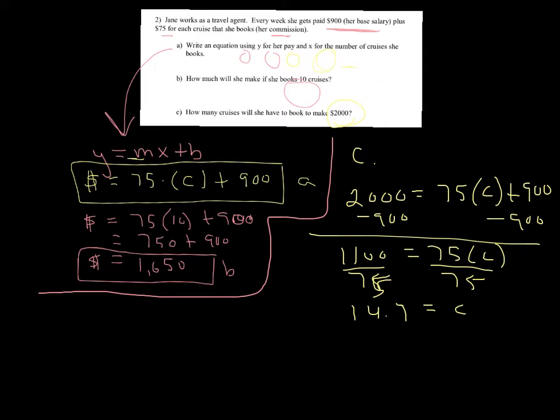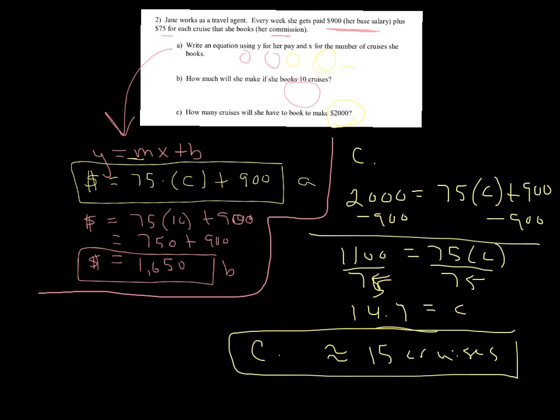So what we're going to say is the number of cruises for part C is going to be about 15 cruises. And the reason I say 15 cruises is 14 cruises will make her less than 2,000. 15 cruises will make her over. Only 14.7, which is not possible, will make her exactly 2,000. So we're going to say about 15 cruises for part C for our final answer.